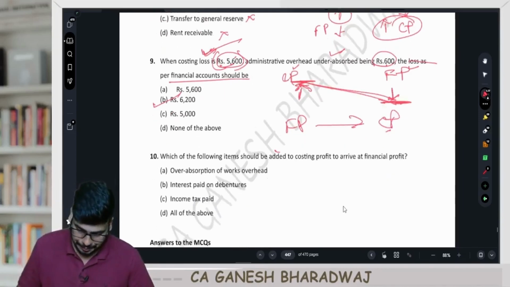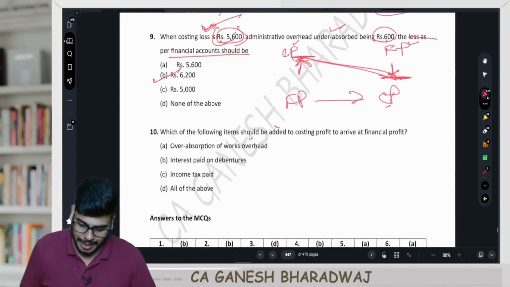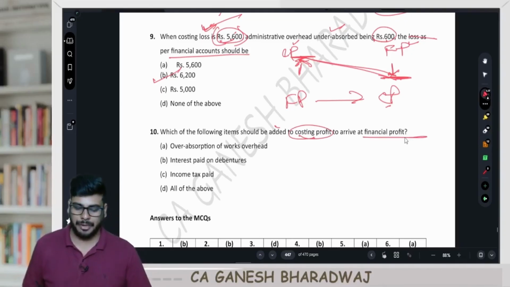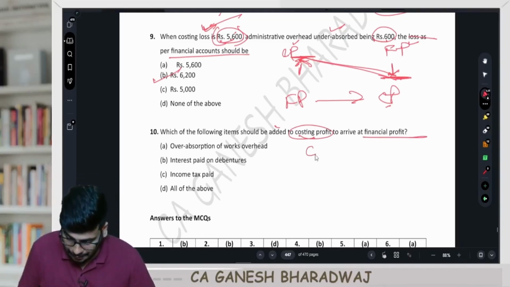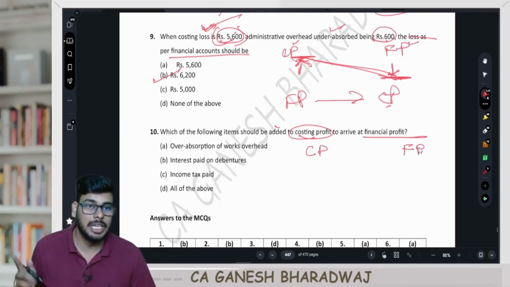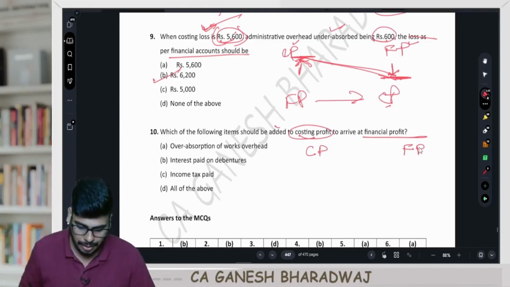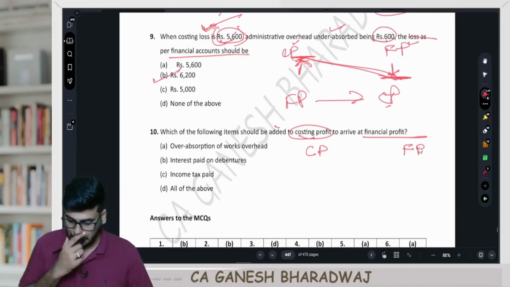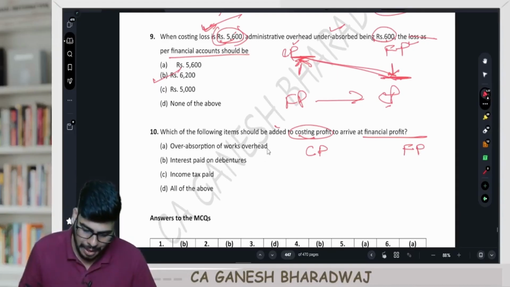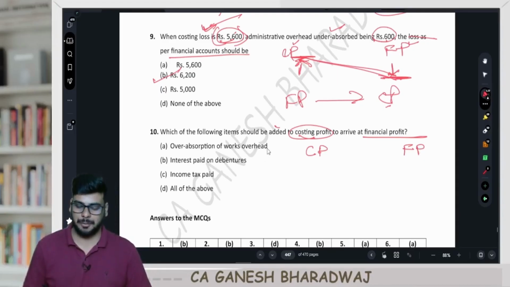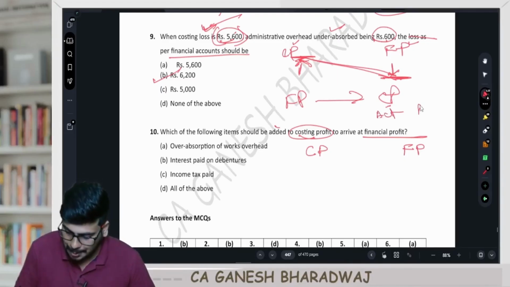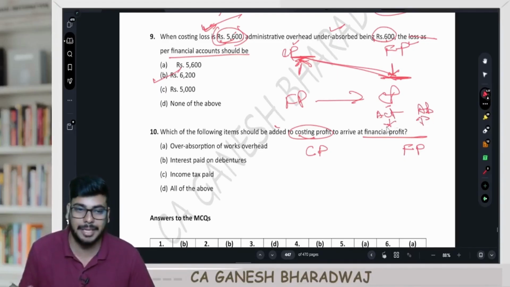Then the ninth: which of the following items should be added to costing profit to arrive at the financial profit? Which means you are starting from costing profit and you want to arrive at financial profit. It is the other way around. Logically think. Which of the following will I add? First, over absorption. Over absorption means absorbed is more, actual is less.